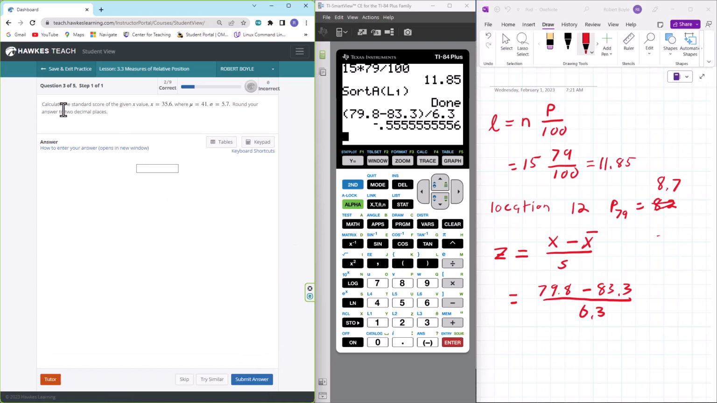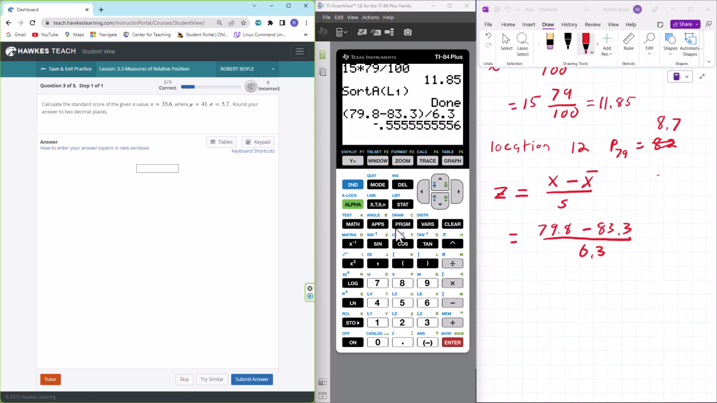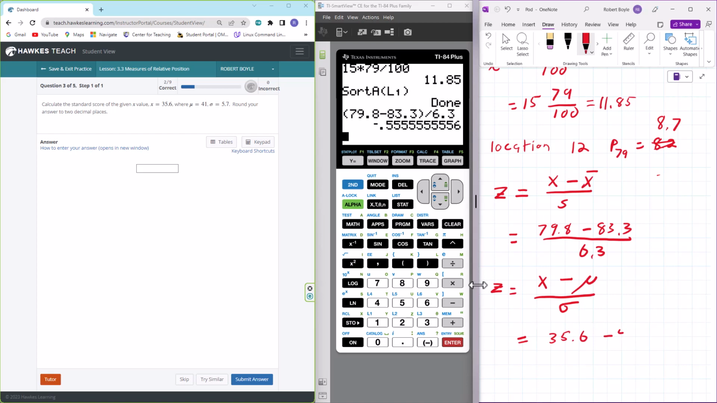Okay. Here we want to compute the standard score given an X value of 35.6, a mean of 41, and a standard deviation of 5.7. Done the exact same way, except now we're using population parameters. So Z is going to be equal to X minus the population mean divided by the population standard deviation. Okay, that's going to be 35.6 minus 41 divided by 5.7.